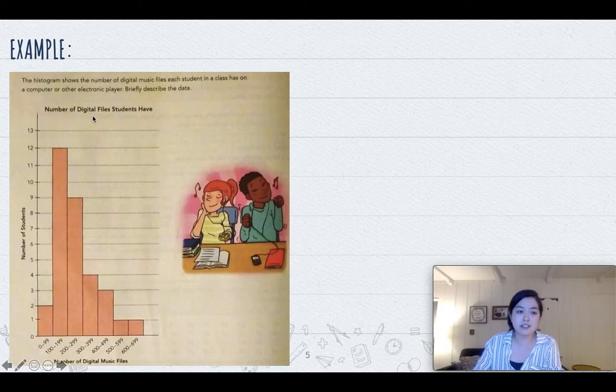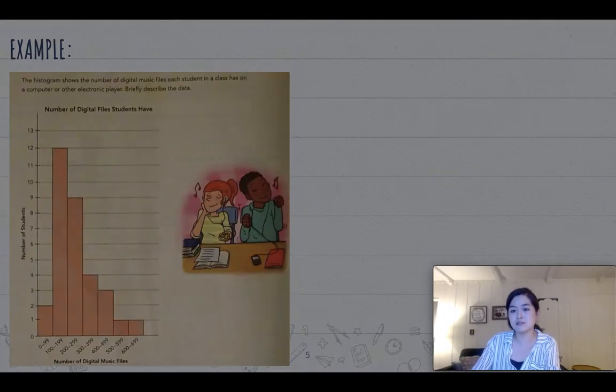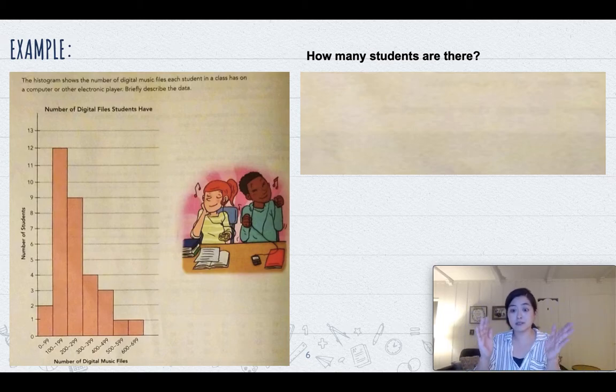So here they gave us a title, number of digital files students have. Here are my intervals at the bottom, which represent the number of digital music files. So we go from 0 to 99, 100 to 199. So it looks like the size of our interval is 100, okay? And the number of students is the frequency and it's on the y-axis here, okay? And so let's answer some questions to get a generalization about this data, okay?